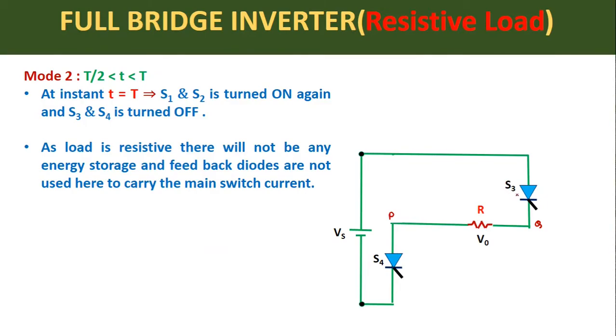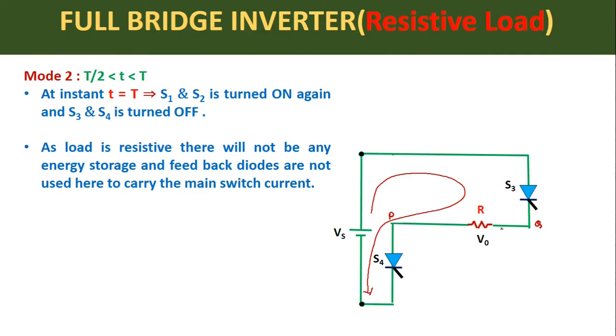Except this S3 switch and S4 switch, all the devices D1, D2, D3, D4 and S1 and S2 switches will be turned off. So therefore they will act as open circuit. So only S3 and S4 switch will act as closed switch in the mode 2 operation, and this is the final circuit diagram in the mode 2 operation. Now the current which will flow in this loop will be from the positive terminal of the voltage source to the negative terminal of the voltage source in the clockwise direction, again as in the mode number 1 operation.